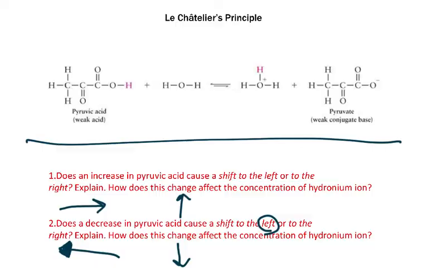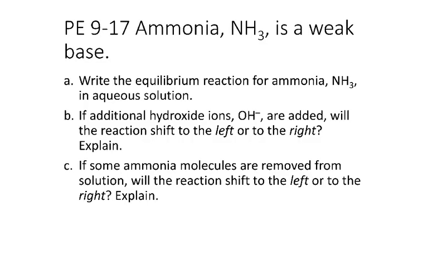All right, I've got one more question here, three parts, and we'll finish up with this. Okay, so ammonia, NH3, that's all we need to be told. It's a weak base. I want you to write the equilibrium reaction for ammonia in an aqueous solution. So in aqueous solution means with water. And then, if additional hydroxide ions are added, what will happen? Will the reaction shift to the left or to the right? And if some ammonia molecules are removed from the solution, what will happen? Will it shift to the left or to the right?